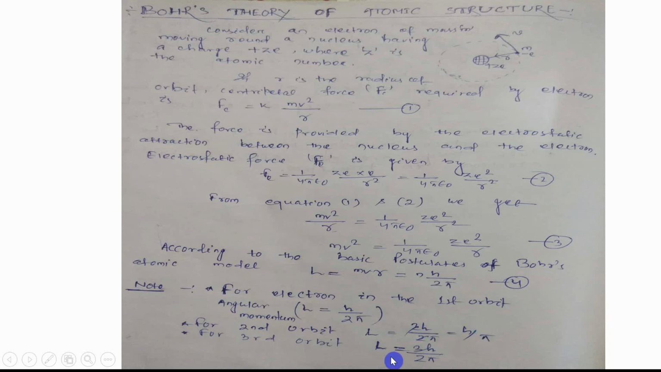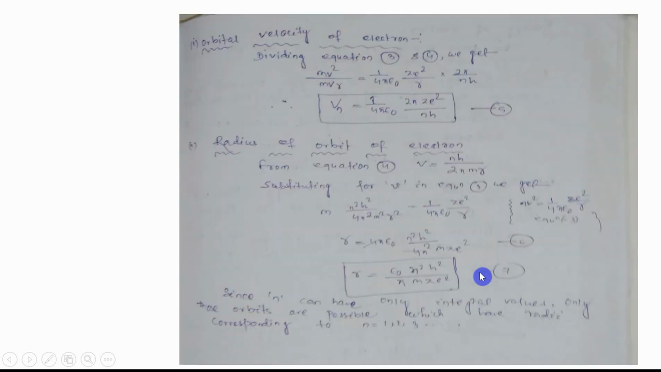And for the third orbit L equals 3h by 2π, and similarly for the fourth orbit 4h by 2π, so the 2 cancels, 2h by 2π. This will go on. Next, we come to the point of calculating the orbital velocity of the electron. That means the velocity at which the electron is revolving around the nucleus.